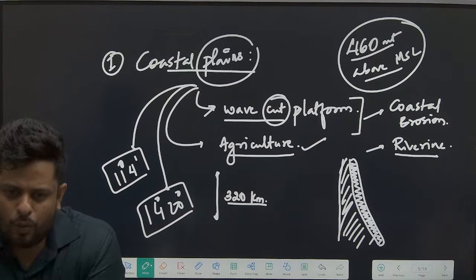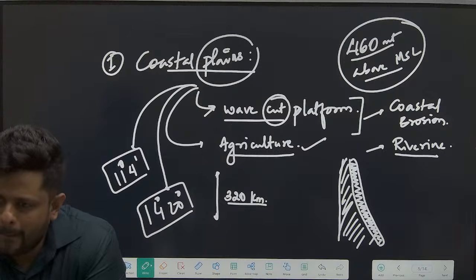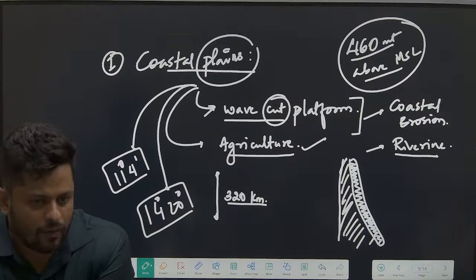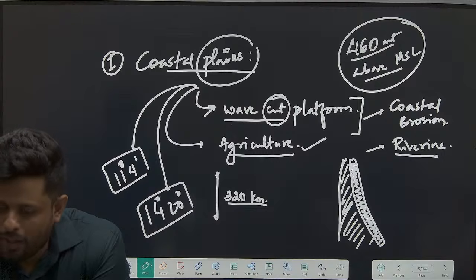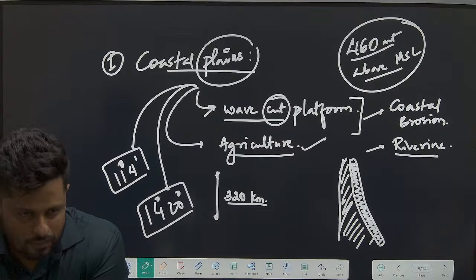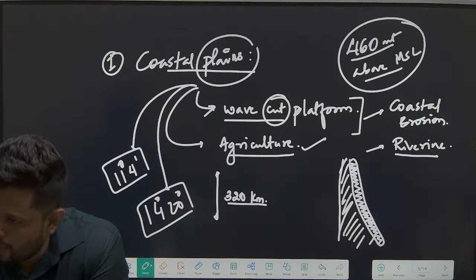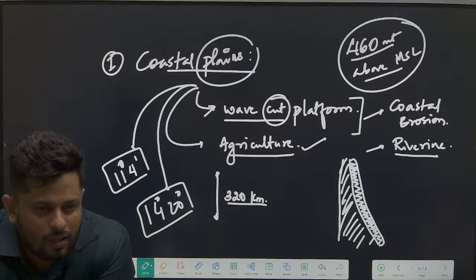Depositional activity, plains, coastal plains, that is not what I am talking about. Look, when there is too much depositional activity, sea wave related coastal depositional activity, you will have backwaters, you will have a number of lakes, marine lakes, brackish water lakes. Kerala is known for it, correct?